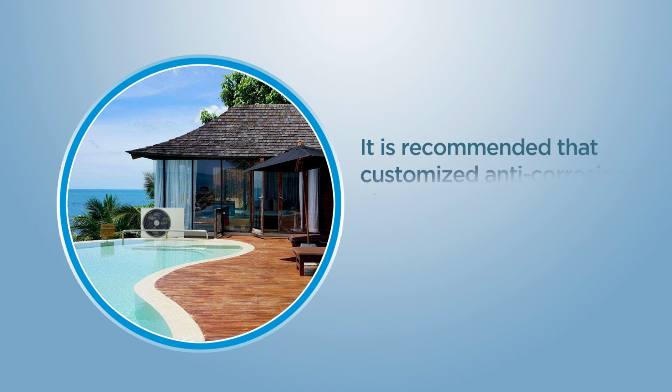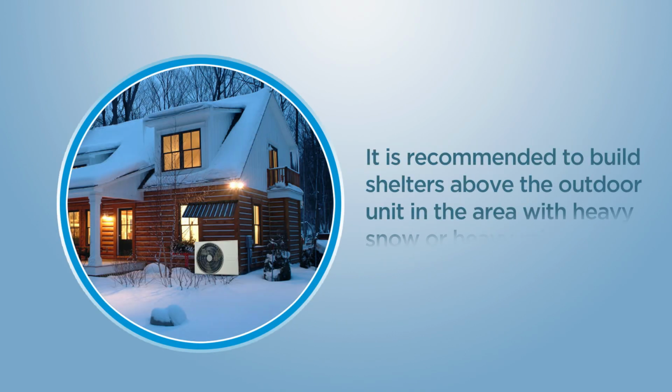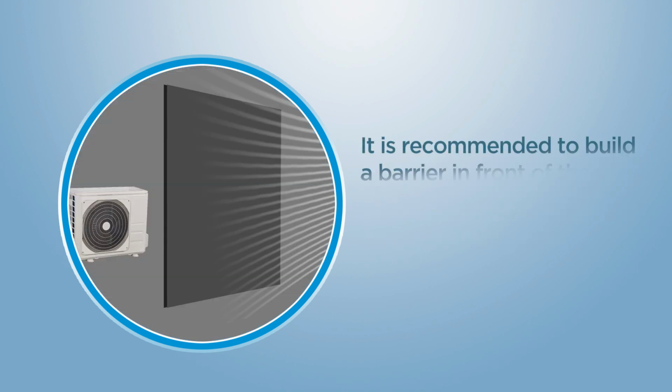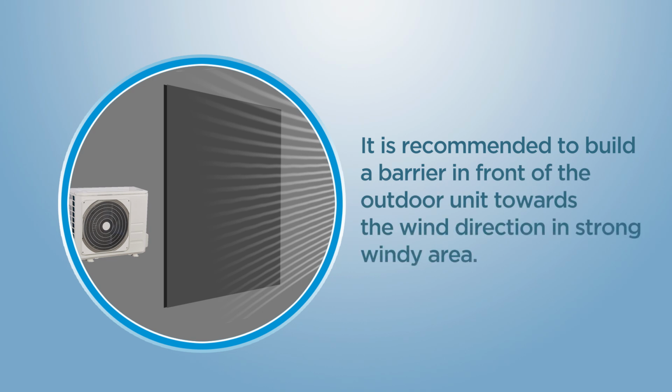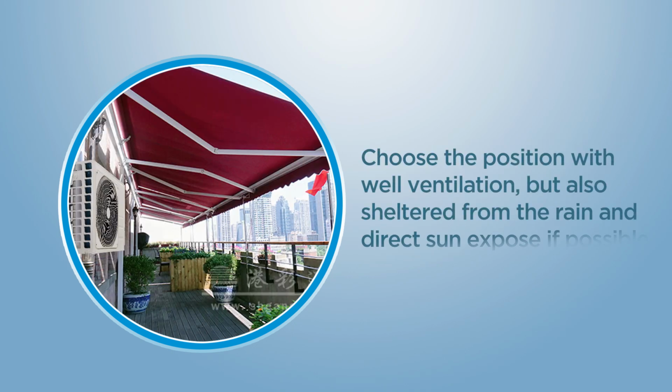It is recommended to use a customized anti-corrosion air conditioner for areas like the seaside where corrosion is strong. It is recommended to build shelters above the outdoor unit in areas with heavy snow or heavy rain. It is recommended to build a barrier in front of the outdoor unit towards the wind direction in strong windy areas. Choose the position with good ventilation, but also sheltered from the rain and direct sun exposure if possible.